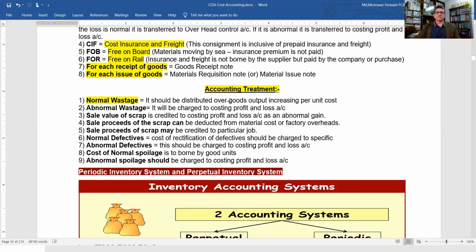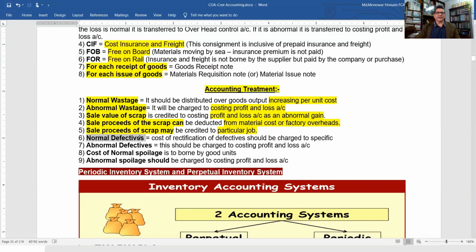Distributed over good output, increasing per unit cost. Abnormal wastage will be charged to the costing profit and loss account. The sales value of scrap is credited to the costing profit and loss account, and so is abnormal gain. The sale proceeds of scrap can be deducted from material cost or factory overhead cost. Sale proceeds of scrap may also be credited to the particular job.